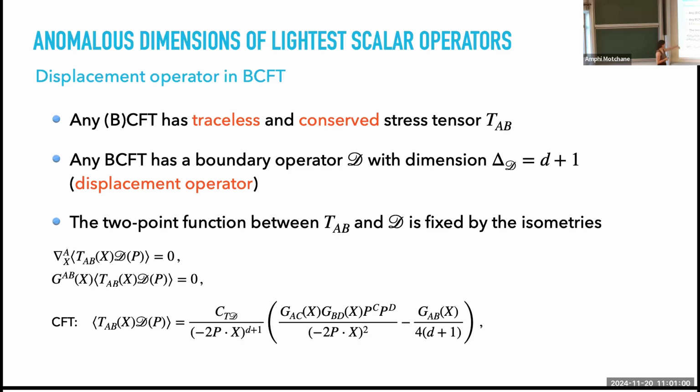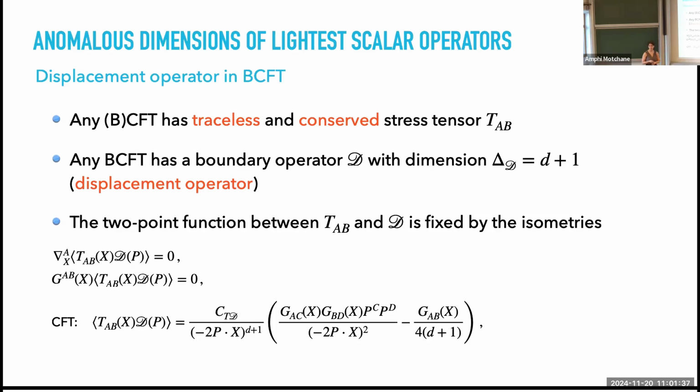We can compute the two-point function between the displacement operator and the stress tensor, and by imposing that the dimension is protected and equal to d+1, and that the stress tensor is traceless and conserved, we find that the only possible expression compatible with the AdS isometry and this information for the two-point function between the stress tensor and the displacement is the following. So everything is fixed except for a coefficient, C_TD, which depends on the theory we are considering.